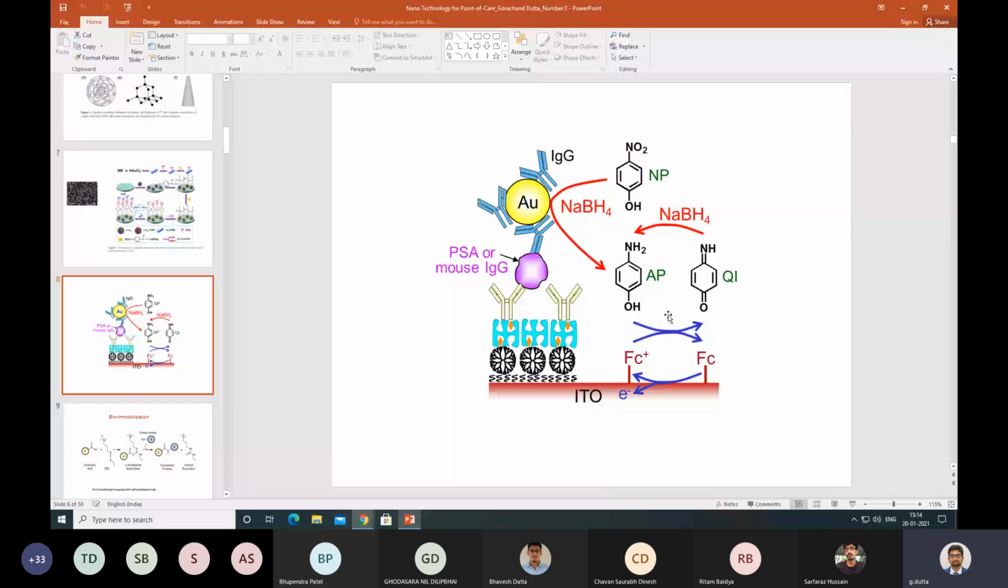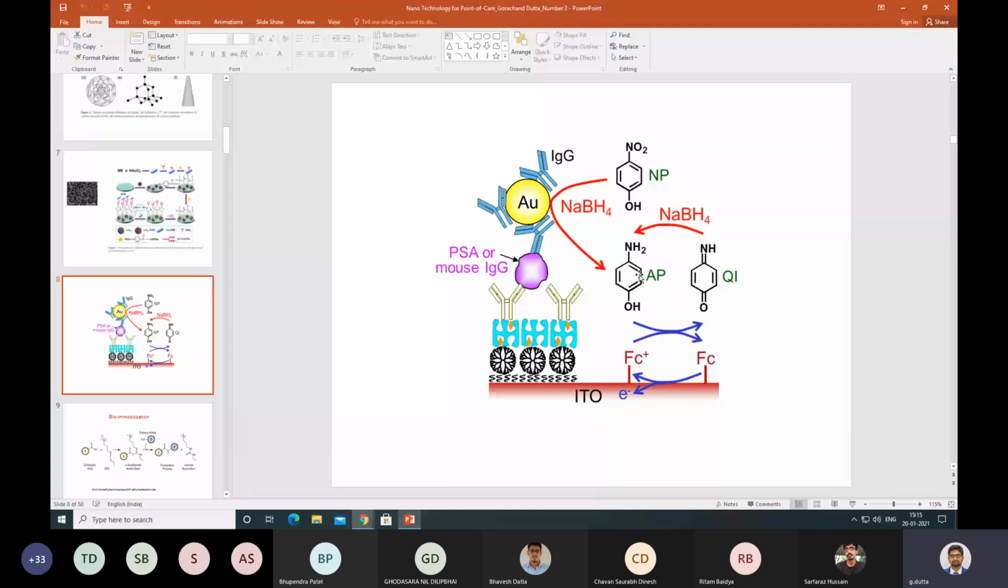Now, if in your solution you have aminophenol, only then it will react with the Fc plus and form the quinonamine. Because of this reaction, the electron will be generated. So this electron transfer will be done only if aminophenol is present, and if the aminophenol concentration is very high, this reaction rate will also increase because of the higher concentration. So how can we generate the aminophenol on the surface? This is actually the main reaction, not the side reaction. This aminophenol can be generated from the nitrophenol, NP.